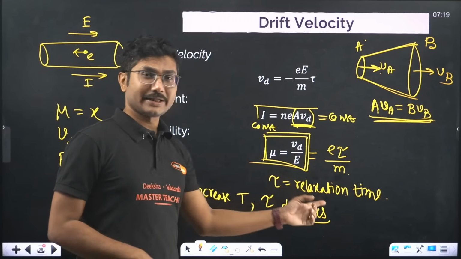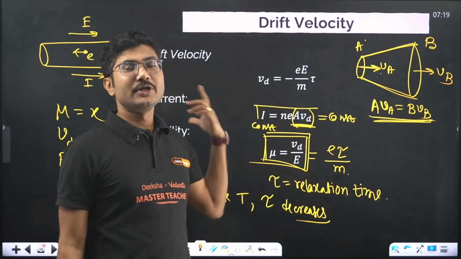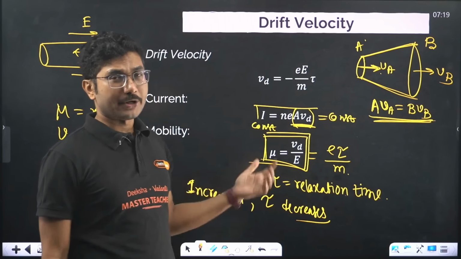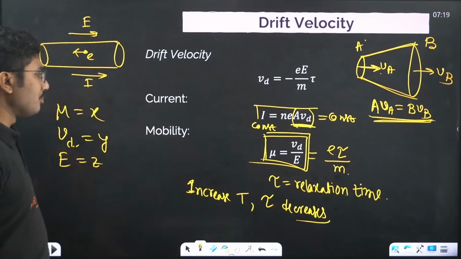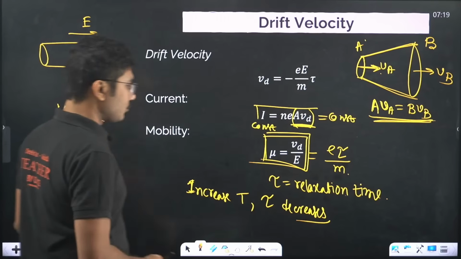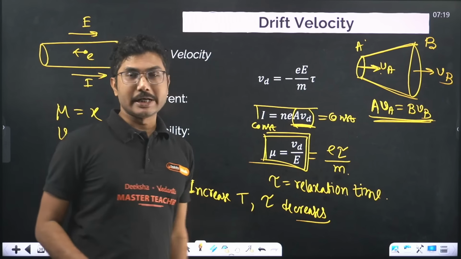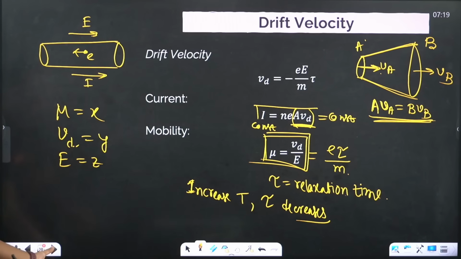And tau is relaxation time. The relaxation time is inversely proportional to temperature. The higher the temperature, the smaller the relaxation time. So this is also one important point. Increasing temperature, relaxation time decreases.